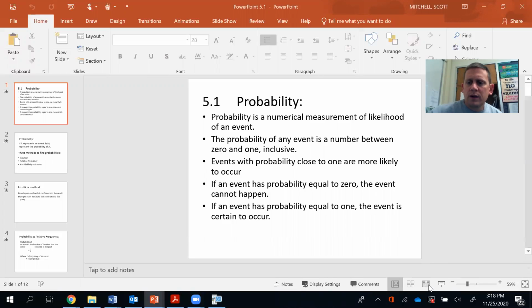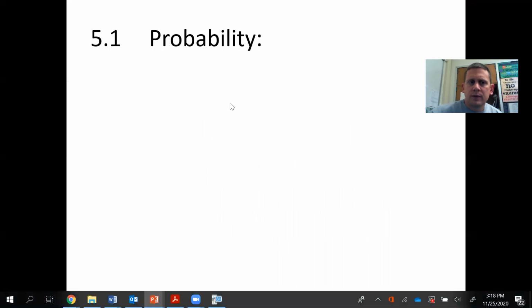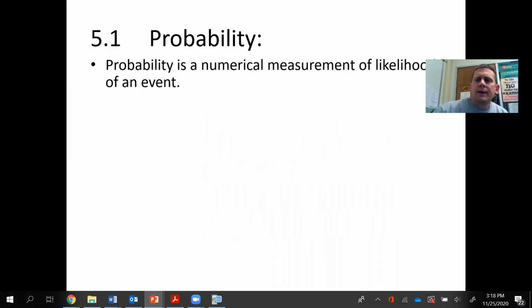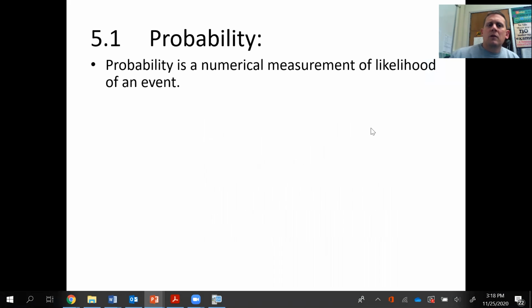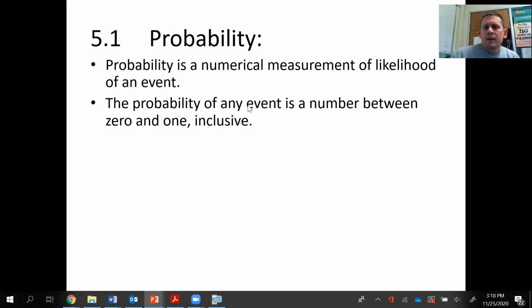So what is probability? Let me get myself out of the way here so you can see. There we go. Probability is the likelihood of an event. It's an actual numeric value. It's not just "it's not very likely" or "it's very likely." It gives a number to it, and it can be anything between 0 and 1, inclusive.